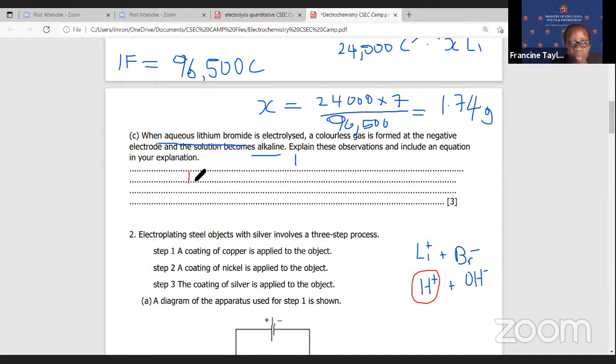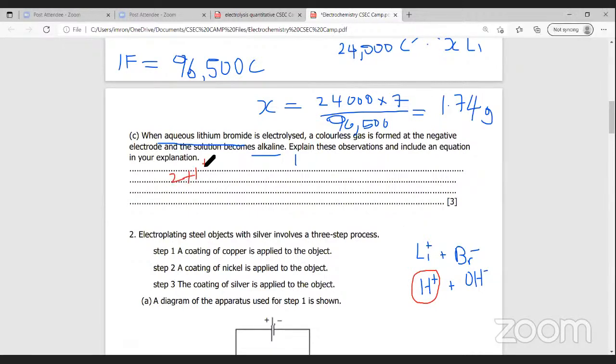So we're going to have 2H+ plus 2e- gives us hydrogen. All right, good. And it says the solution becomes alkaline. Now, if the solution is becoming alkaline, what's happening? We're losing hydrogen, right? And what are we leaving in there? We're leaving in lithium, bromide, OH. What's going to happen at the anode? If the solution is becoming alkaline, what does that tell you?